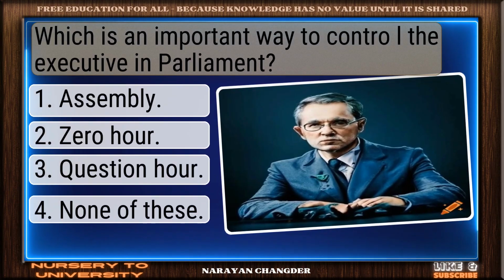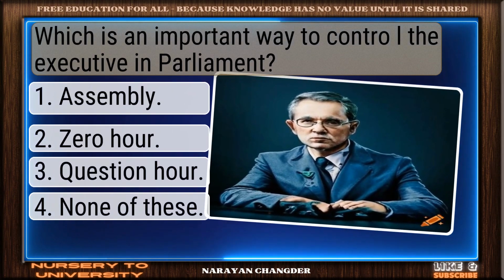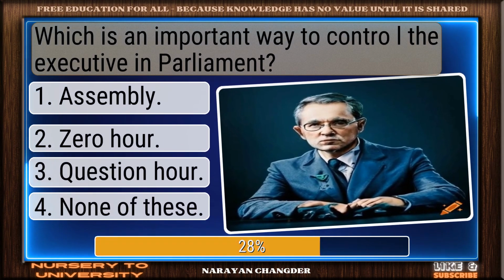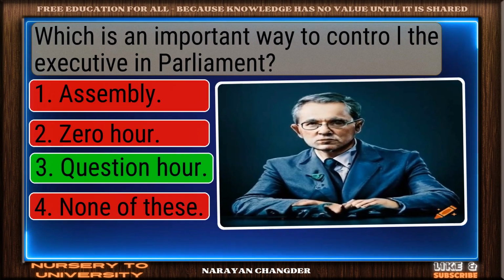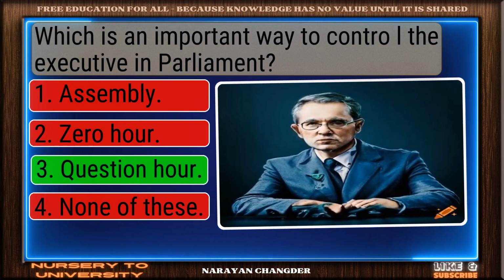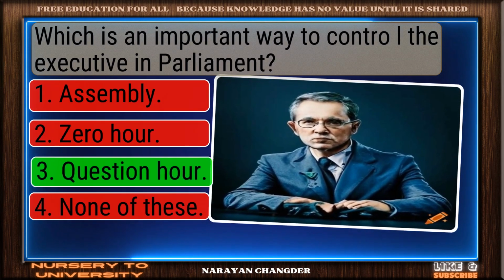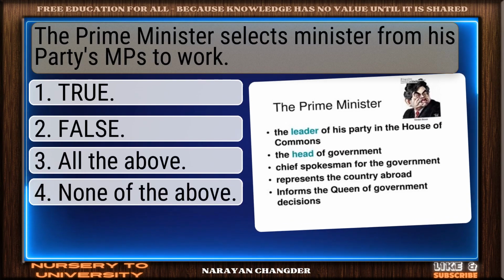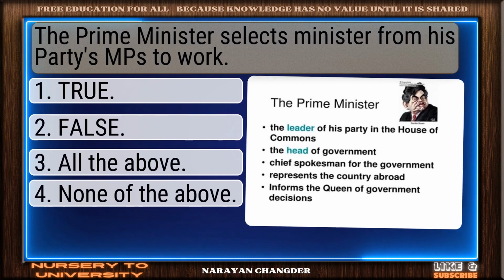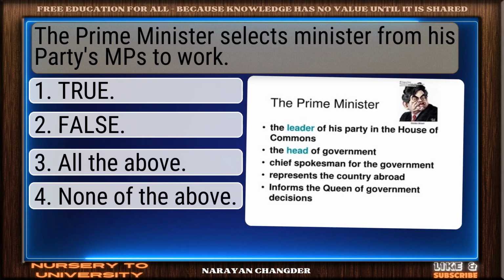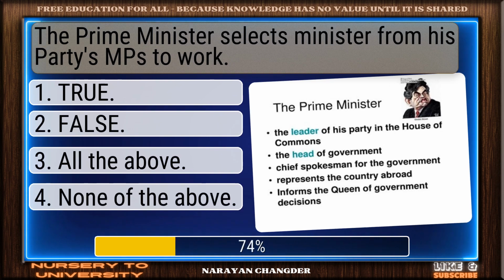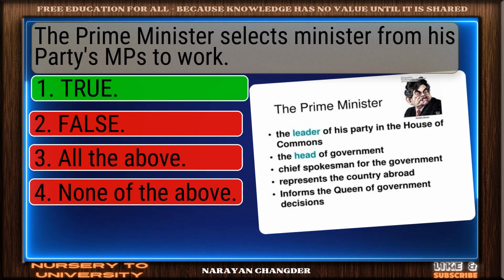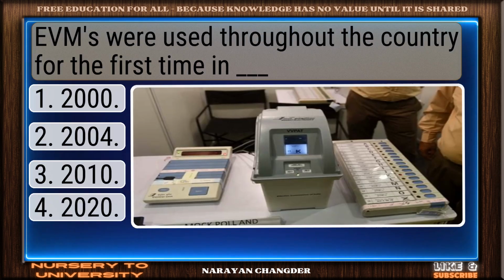Question number 68. Which is an important way to control the executive in Parliament? Solid response. Question hour is a valid choice. Question number 69. The Prime Minister selects minister from his party's MPs to work. You're right. True is the correct answer.